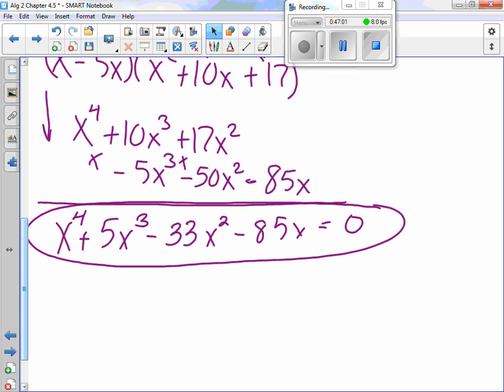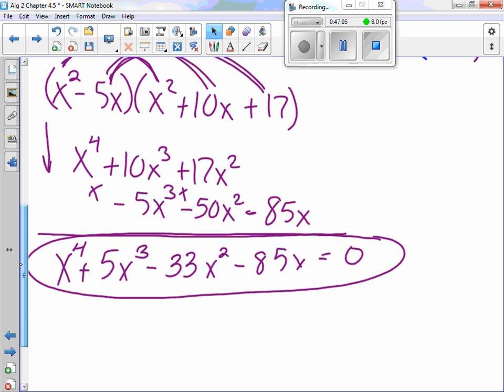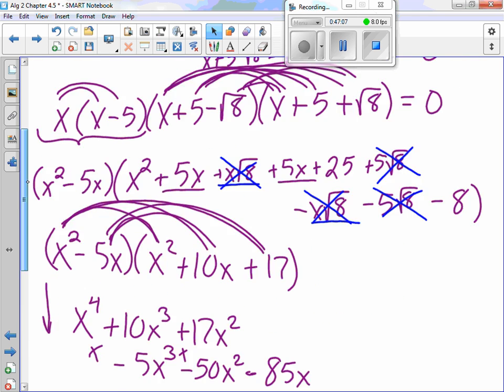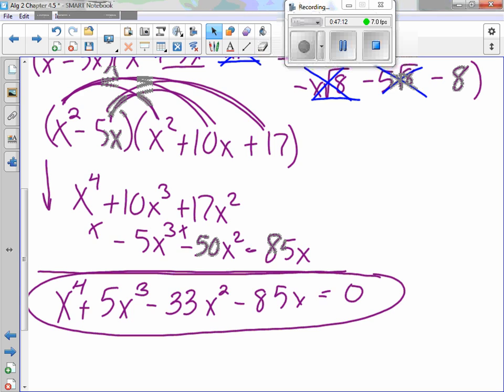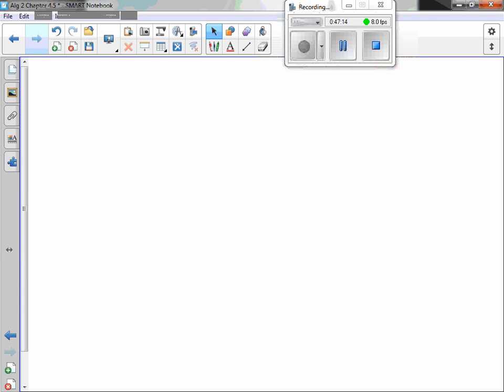And that's all we have to do for this here. So this here would be our lowest degree polynomial function for this here. And that's it. That's all we have to do for this problem here. And we are done with this section.